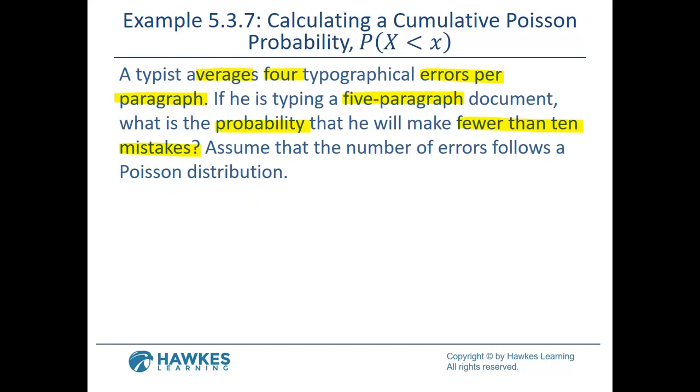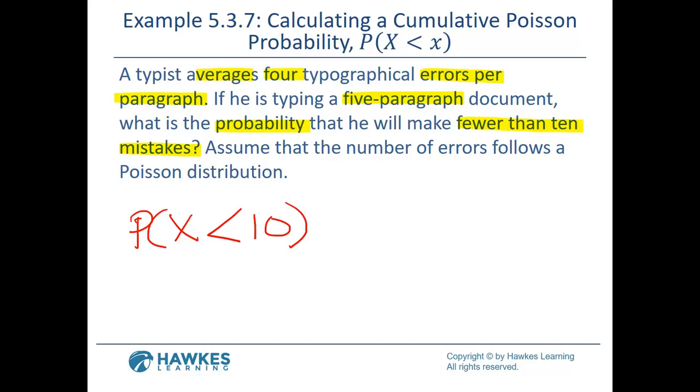Now, fewer than might confuse you a little bit, but basically the probability of, we'll say X is making a mistake on the document, right? Because that's what fewer than this many mistakes means, so X is going to be the number of mistakes you make, because we are talking in terms of a paragraph itself. Okay, fewer than 10. Fewer than is the same thing as saying less than.